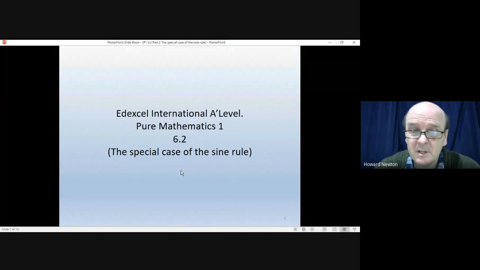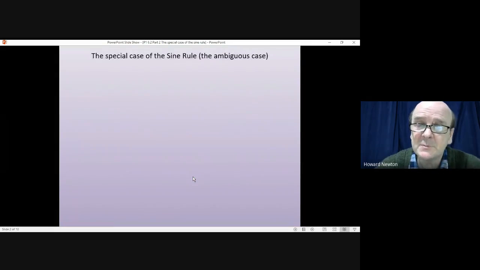And in this lesson, we're looking at the special case of the sine rule. Now, the special case of the sine rule is sometimes called the ambiguous case. And the reason for that is you're given information about a triangle, and it looks like it's enough information to define the triangle exactly, but it isn't. What you're given is slightly ambiguous, and there are two possible triangles that you could draw given the information you're given. Now, the easiest way to see this is if we look at an example.